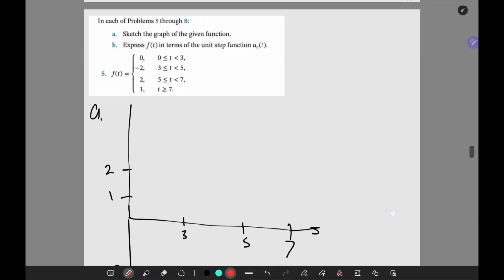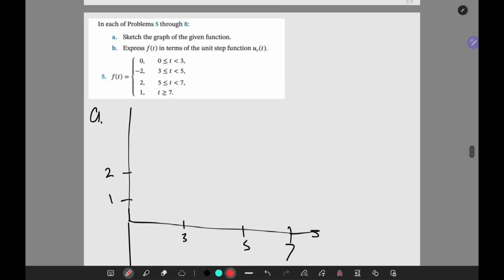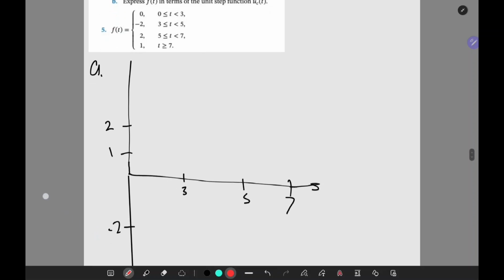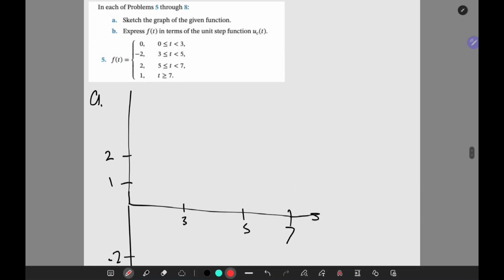Number 5. Sketch the graph of the given function and then express f of t in terms of the unit step function. So let's start with part A. Go ahead, try this by yourself. Try and graph by yourself. You could do that with all of these problems. Try and do it by yourself first. Although I didn't explain part B yet. There's 2 ways to do part B. Well, I'll get to that.